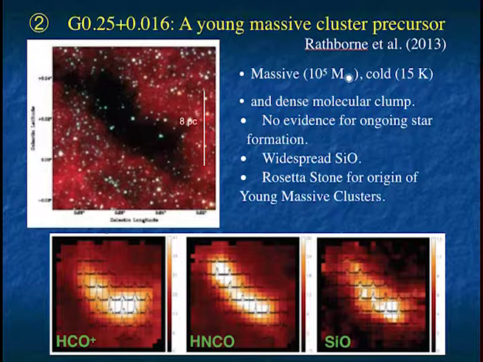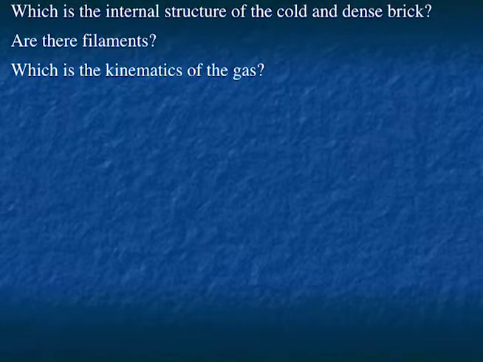So Jill proposed this to observe it with ALMA, and surprisingly to us, we got the time, because this is a very large region in the sky. You see, this is about 5 minutes, so it had to be done with mosaicing. We got the time, and I will show you just the result that we are getting. Well, the question is, what is the internal structure of the cold and dense cloud, called the Brick, because it's very large and has a large optical depth? Are there filaments? What is the kinematics of this gas in this brick?